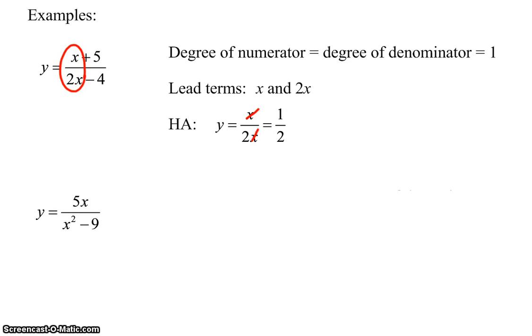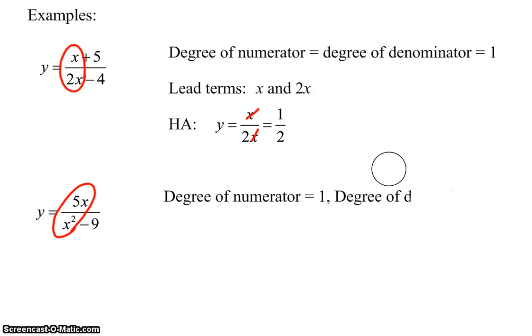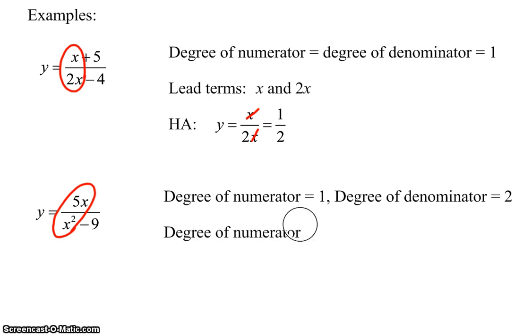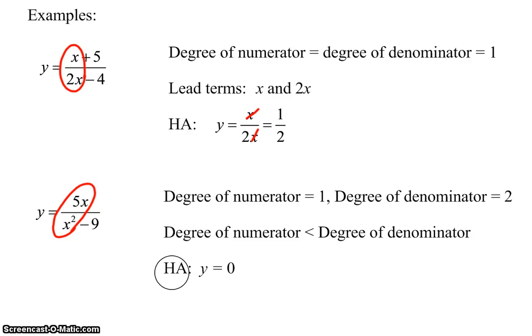Our next problem, if you look at the degrees, again, look at those lead coefficients, you can see that the degree of the numerator is 1 and the degree of the denominator is 2. Well, what that means, as far as we're concerned, is that the numerator has a lower degree. It's less than the degree of the denominator. This is when you have the automatic horizontal asymptote at y equals 0. We don't have to do any calculating. We just have to know that the degree of the numerator is less than the degree of the denominator.